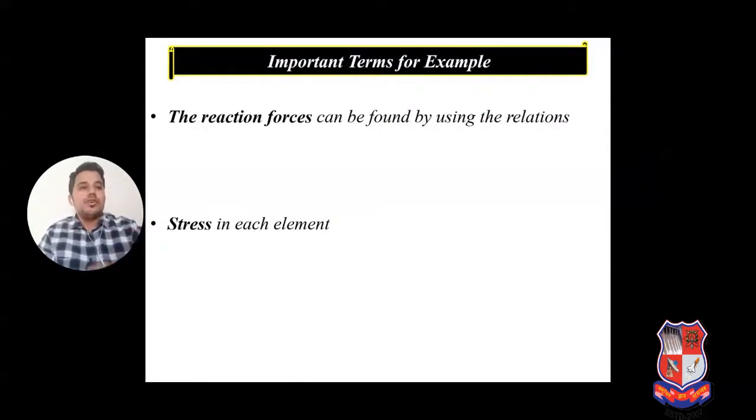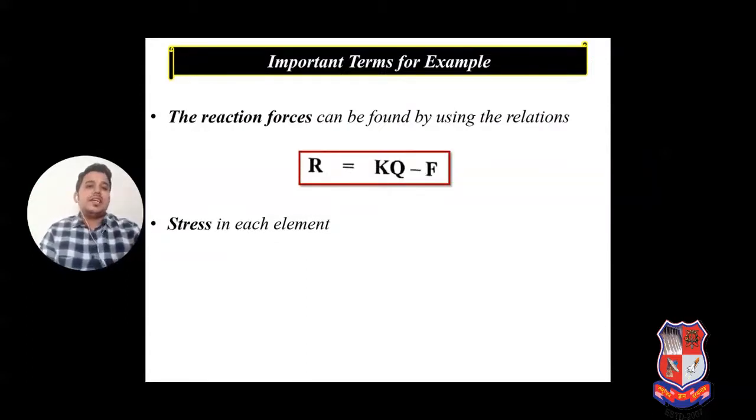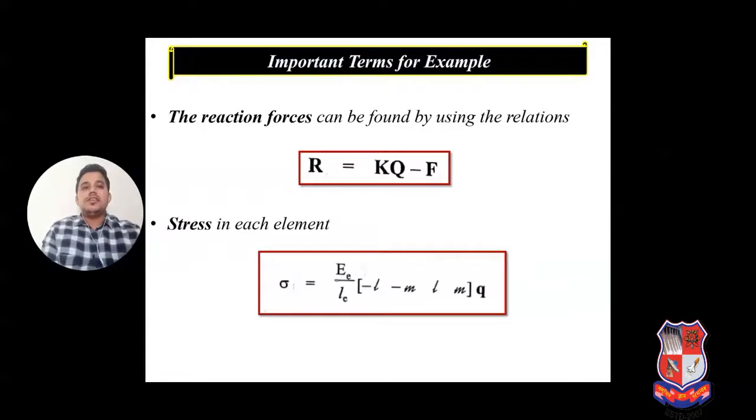Another important term that we already learned is that the reaction force is equal to KQ minus F. When a fixed support or fixed end is there, at that place we find the reaction force. We know the stress, but with a little change: from the stiffness matrix, stress will be E over LE times minus L, minus M, L, M, dot Q. This is particularly for truss analysis. So kindly note all these formulas on one page, and let's start our example.